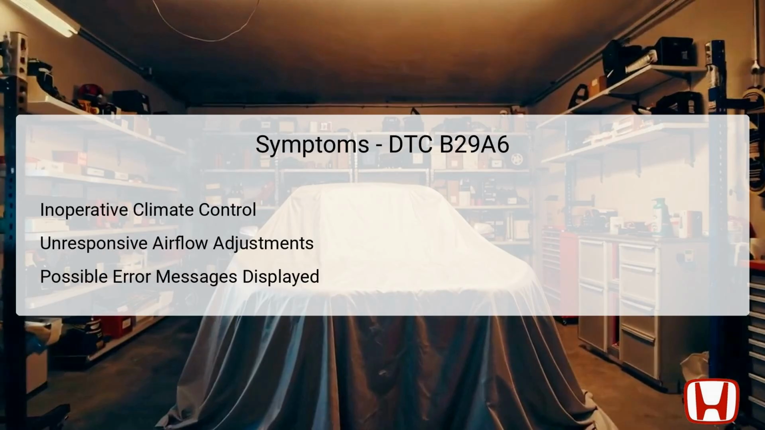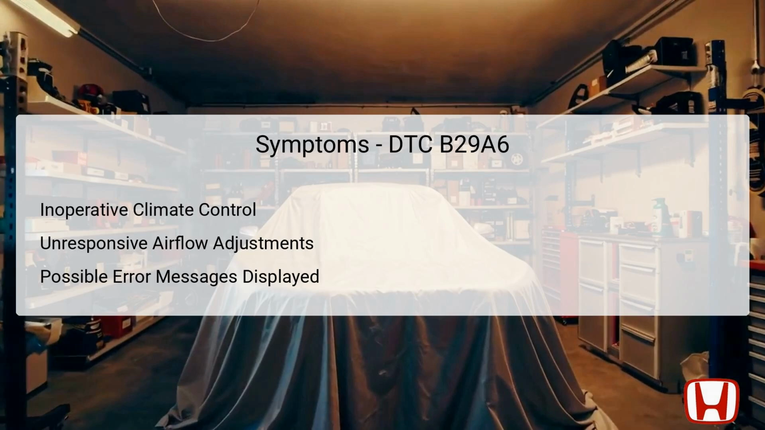When diagnosing DTC B29A6, certain symptoms may manifest that indicate a problem. One prominent sign is an inoperative climate control system. Users may find that the heating or cooling system does not respond to input from the dashboard controls. Another symptom could be unresponsive airflow adjustments, where users are unable to change the direction of the air blowing through the vents, rendering the climate control system ineffective.